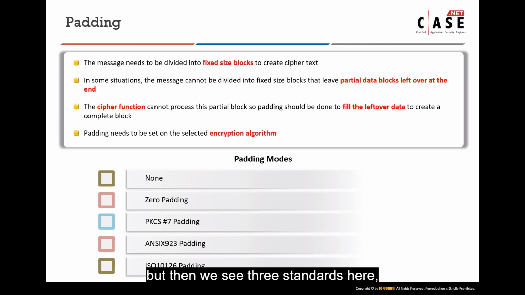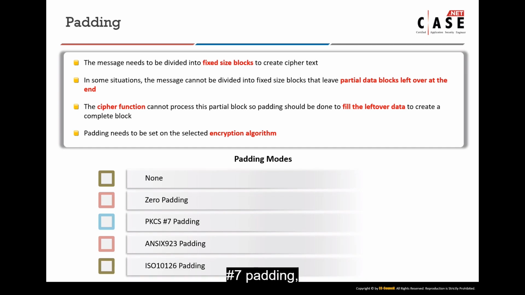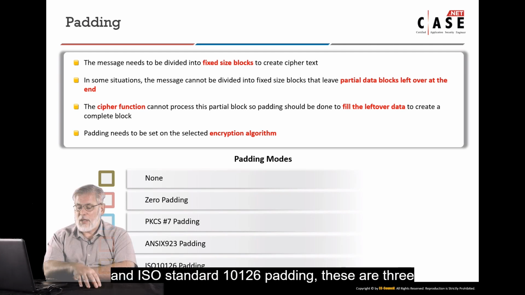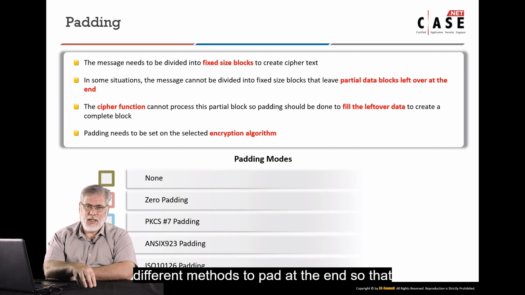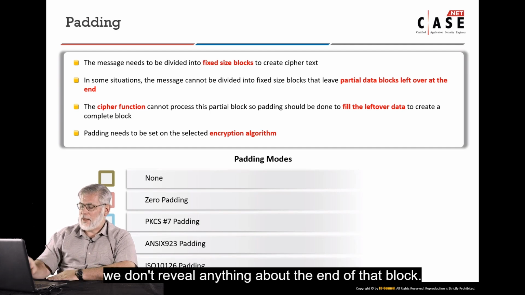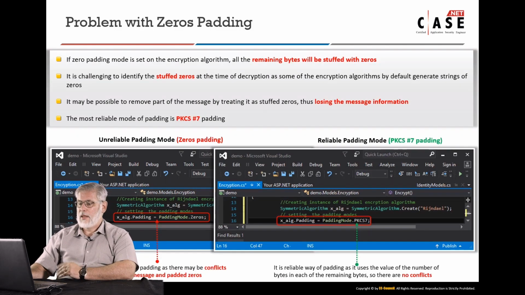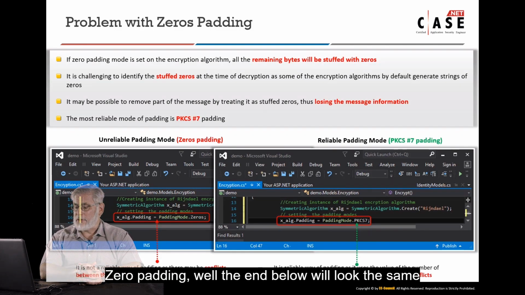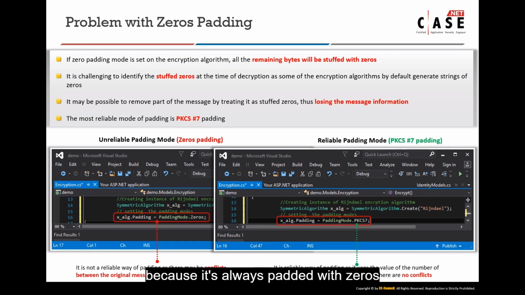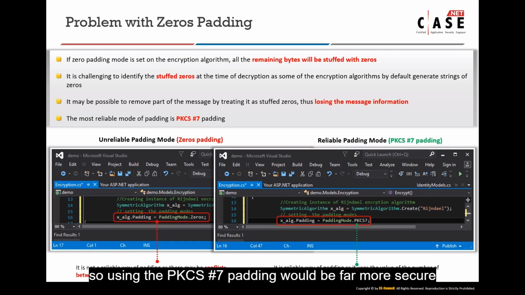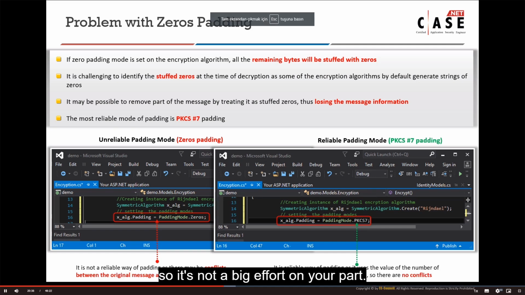But then we see three standards here. PKCS, that's the Public Key Cryptography Standard number 7 padding. ANSI X923 padding. And ISO standard 10126 padding. These are three different methods to pad at the end so that we don't reveal anything about the end of that block. Zero padding, well, the end will always look the same because it's always padded with zeros. So using the PKCS7 padding would be far more secure. And you can see we're changing one line of code here, so it's not a big effort on your part.